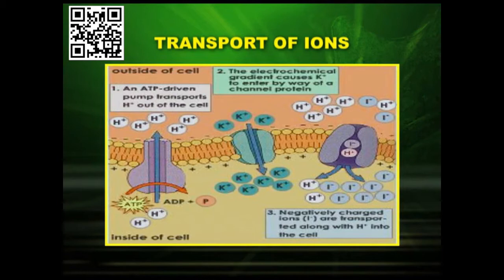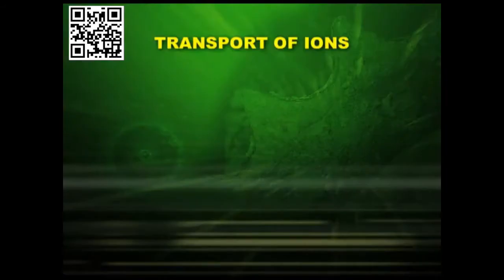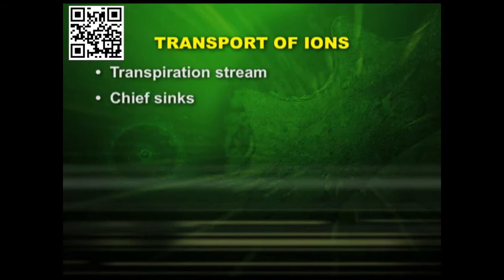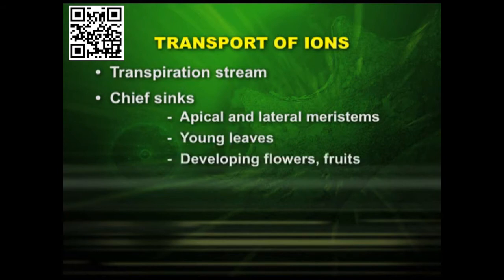After the active absorption of ions, let us see how the mineral ions are translocated. The important features of translocation here is, one, it takes place by the transpiration stream. Secondly, there are chief sinks in the plants. Let us see what these chief sinks are: apical and lateral meristems, young leaves, developing fruits, and storage organs.